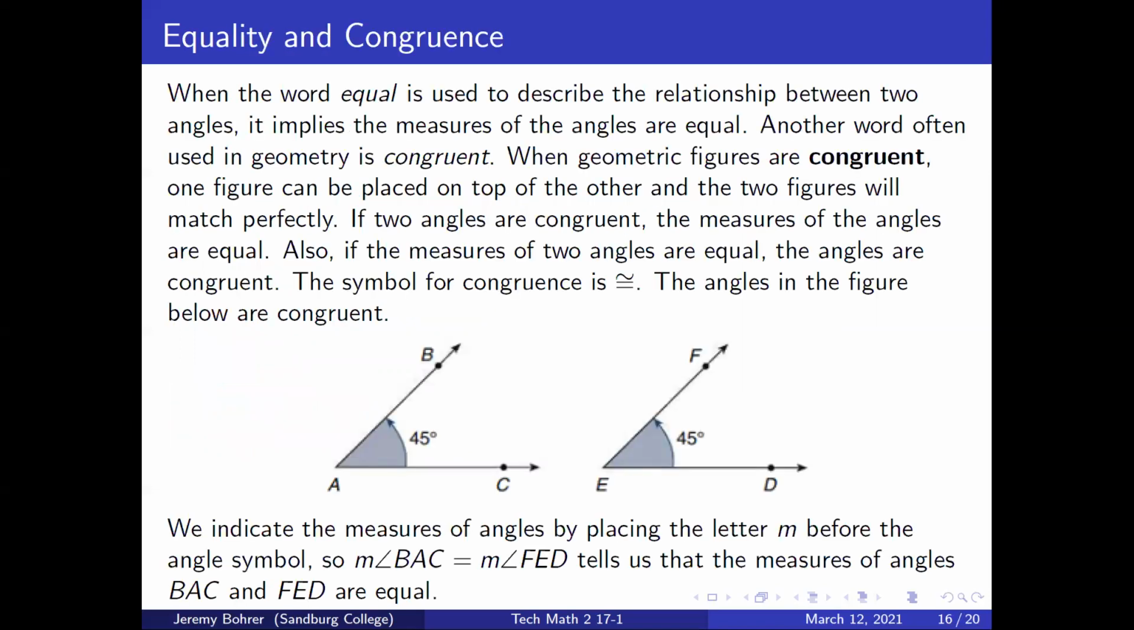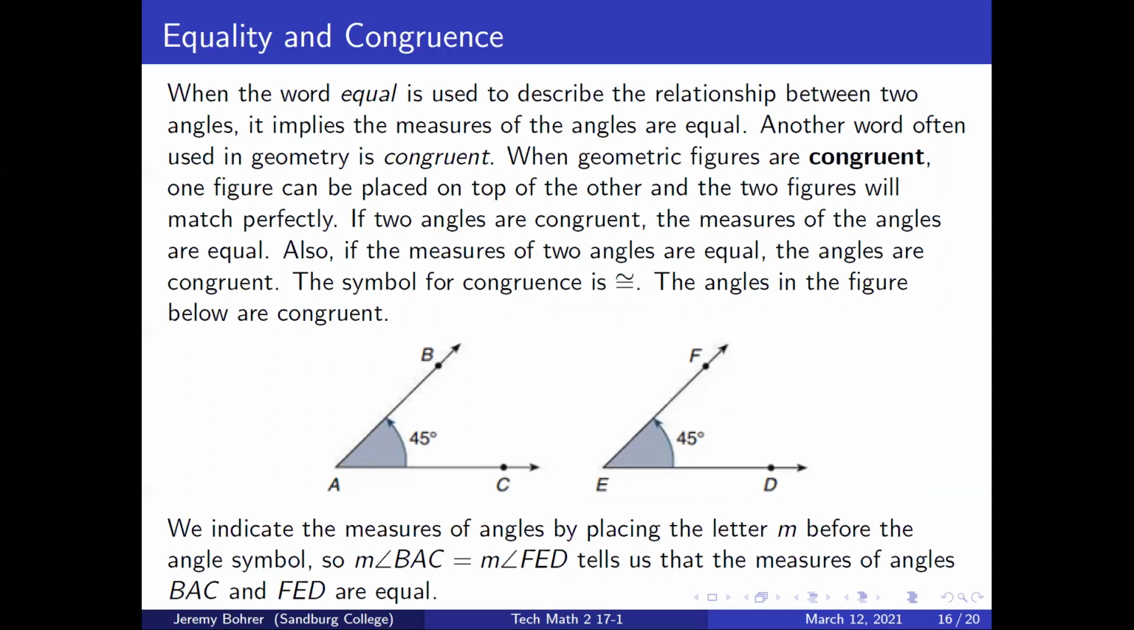When the word equal is used to describe the relationship between 2 angles, it implies the measures of the angles are equal. Another word often used in geometry is congruent. When geometric figures are congruent, one figure can be placed on top of the other and the 2 figures will match perfectly. If 2 angles are congruent, the measures of the angles are equal. Also, if the measures of 2 angles are equal, the angles are congruent. The symbol for congruence is an equal sign with a wavy line over it.